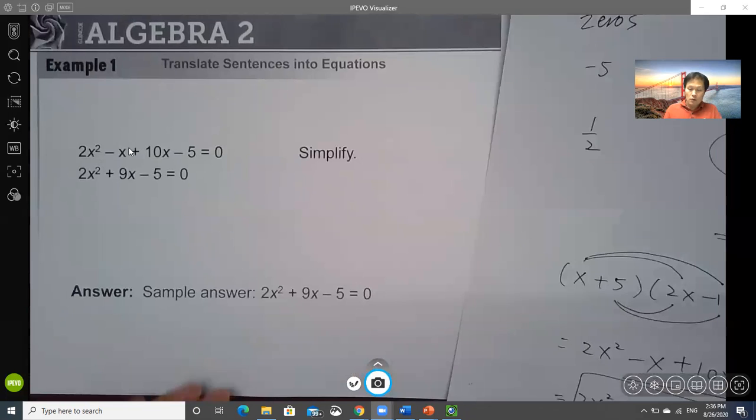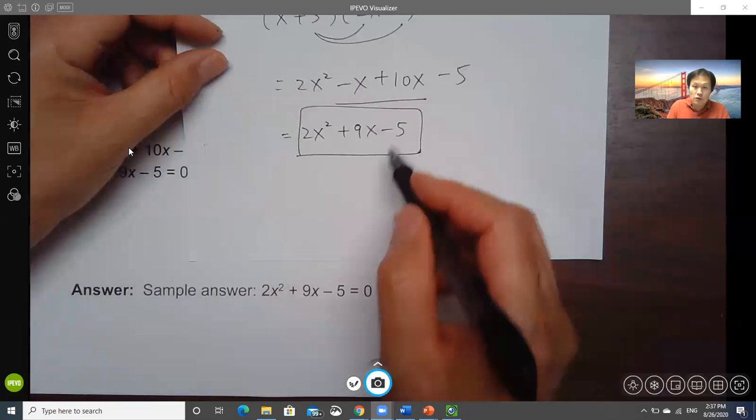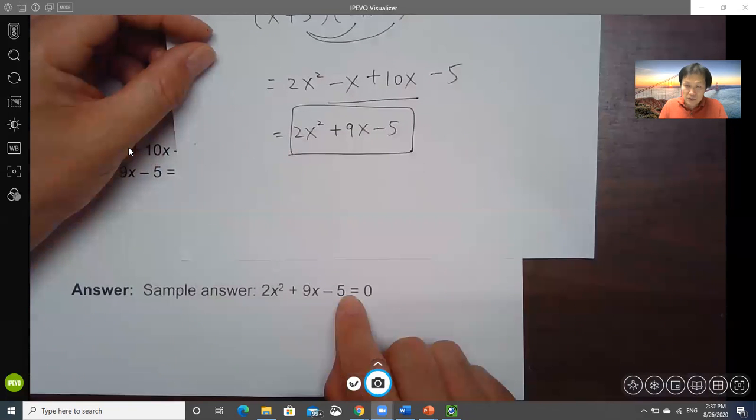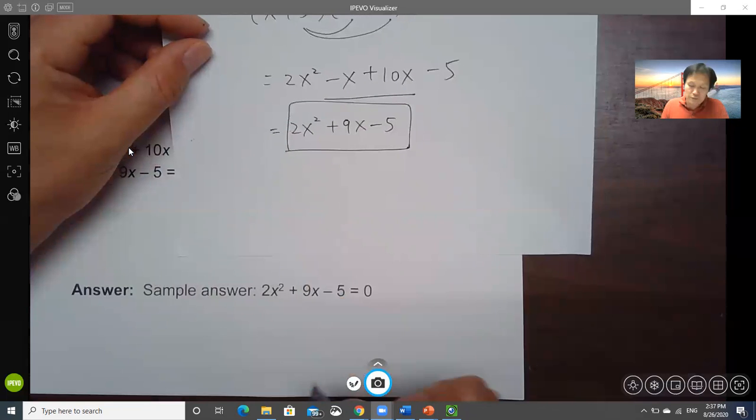Okay. Well, you have to let that equal to 0. So that equal to 0. Equation always include equal sign. Something equal to something is what I mean by equation. So that equal to 0, that will be the perfect answer.